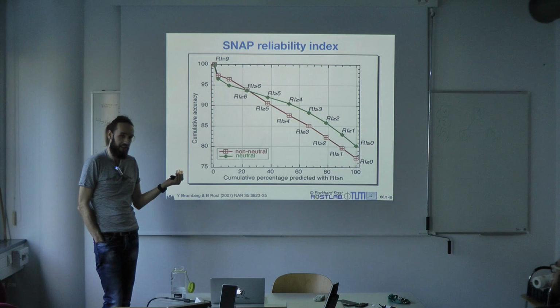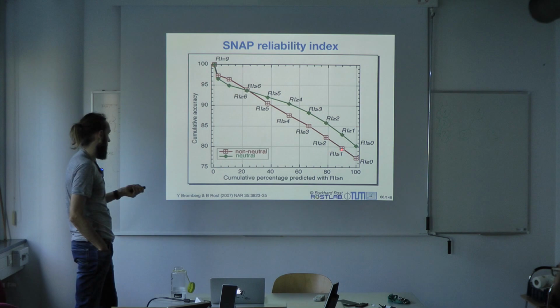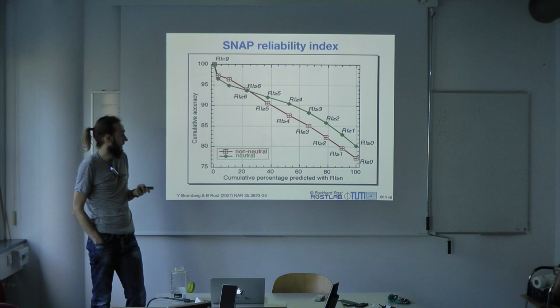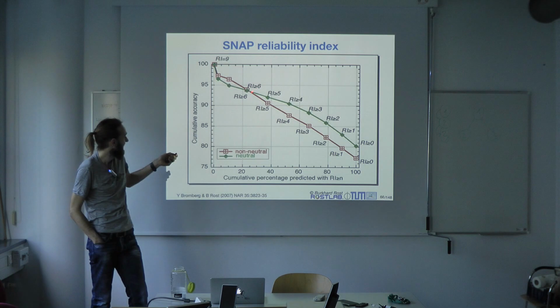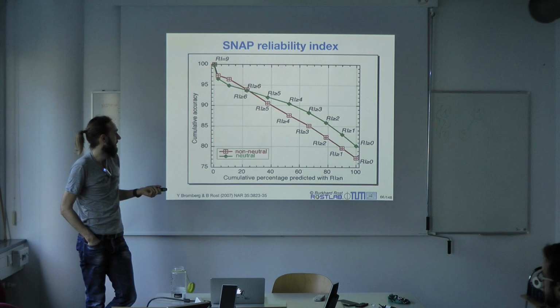And in this case, that's something like 79% or so for the effect variance, and around 84% for the neutral variance. And then, as you can see, if you go to stricter reliability index cutoffs, for example, only to those that have a reliability index of 6 or larger, you can see that the performance of this subset is increased.